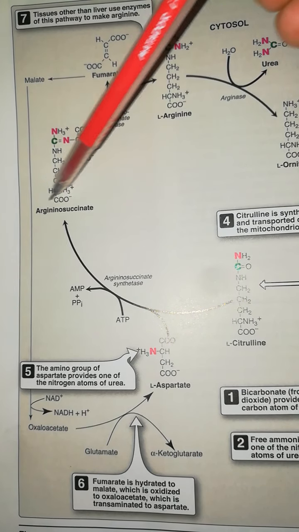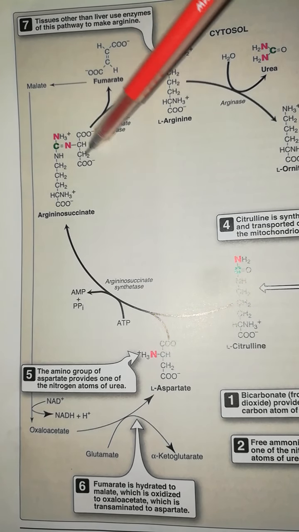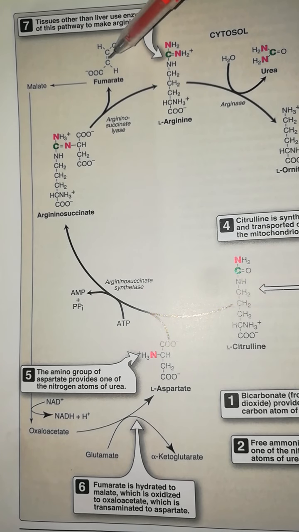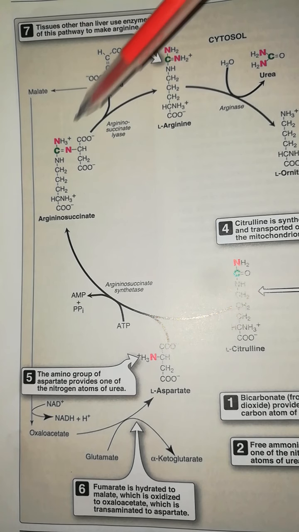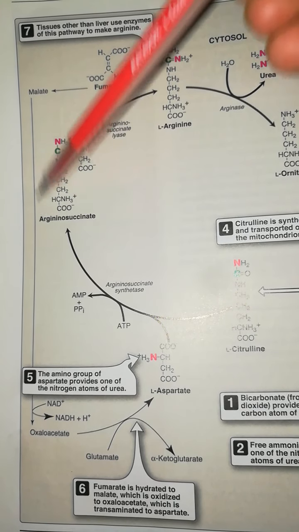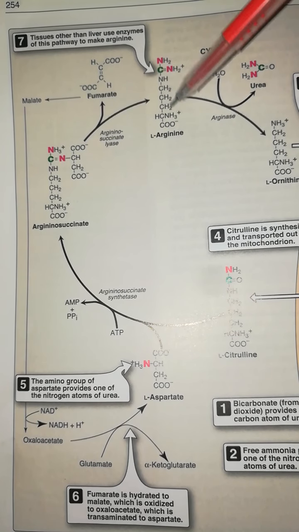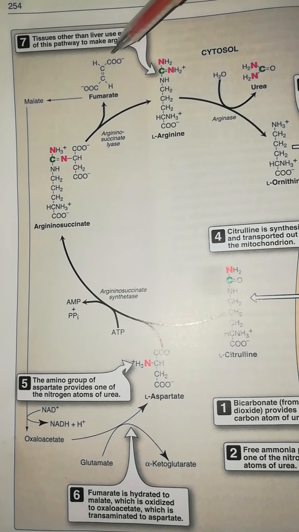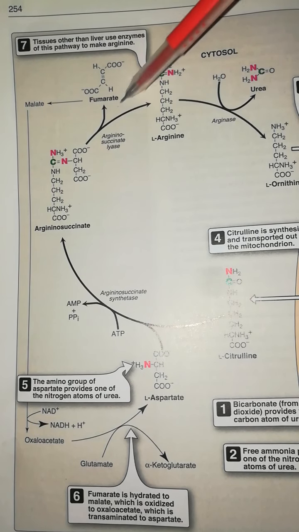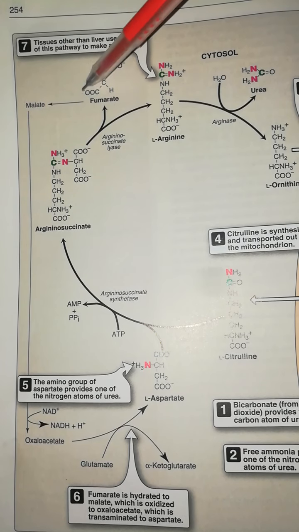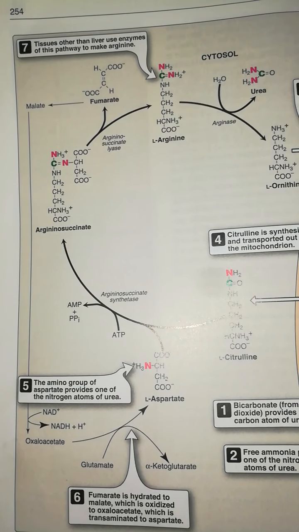Here, from this argininosuccinate, fumarate is split out. This is the chemical structure of fumarate. So, this chemical structure is removed from this chemical structure, and ultimately we get this chemical structure, which is arginine. If we follow carefully this chemical structure, after removing the fumarate, we get this chemical structure, arginine.